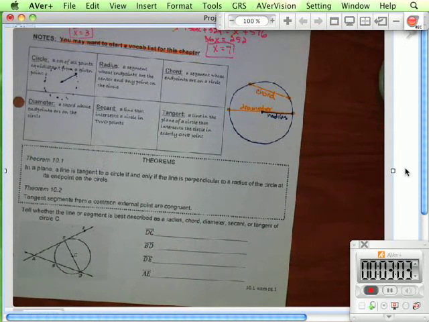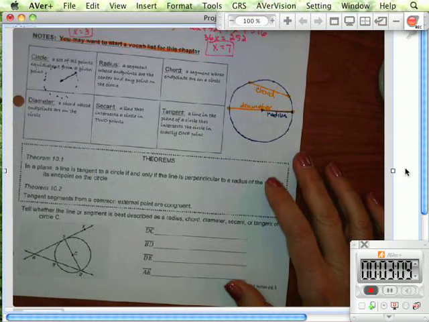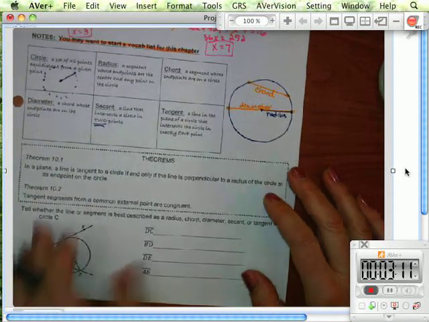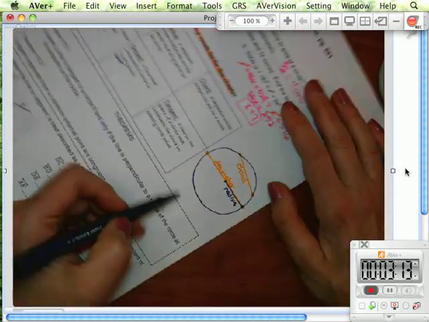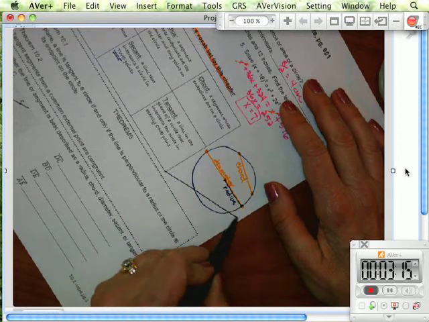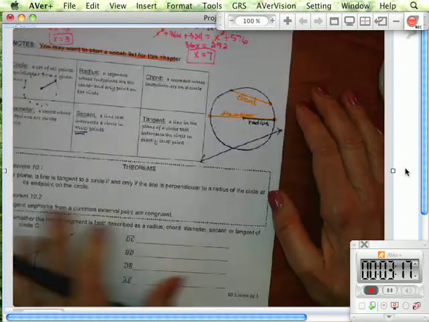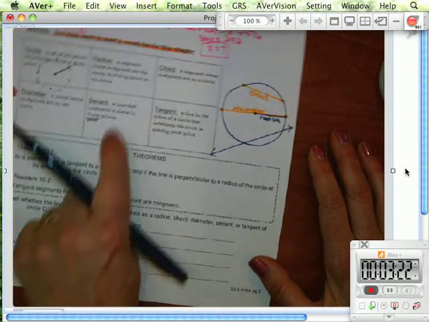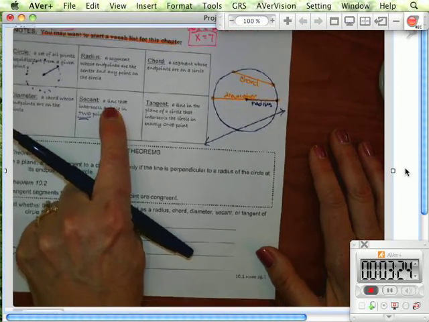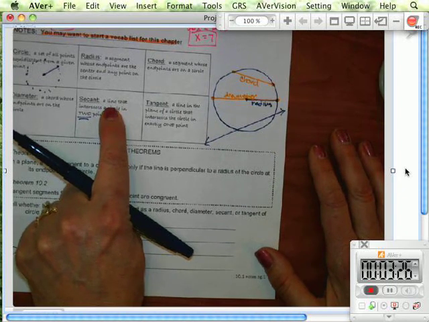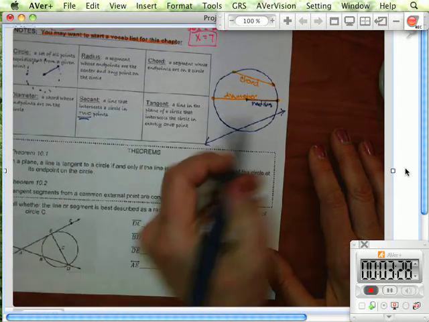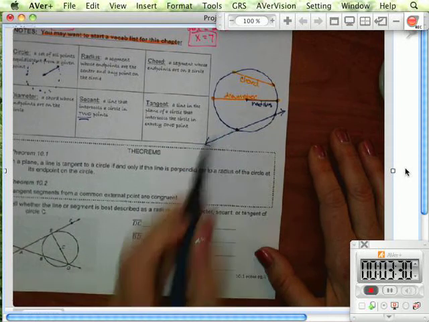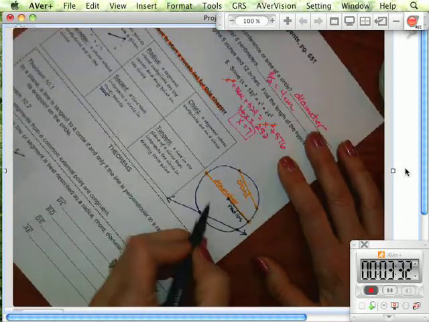All right, a secant is a line that intersects a circle in 2 points. So 2 points. So I'm going to draw a secant here. Let's say it goes like this. Why did I draw something with arrows on the end? Because the definition is a line, right? That goes forever, that intersects a circle in 2 points. So there's the 2 points. So that is called a secant.